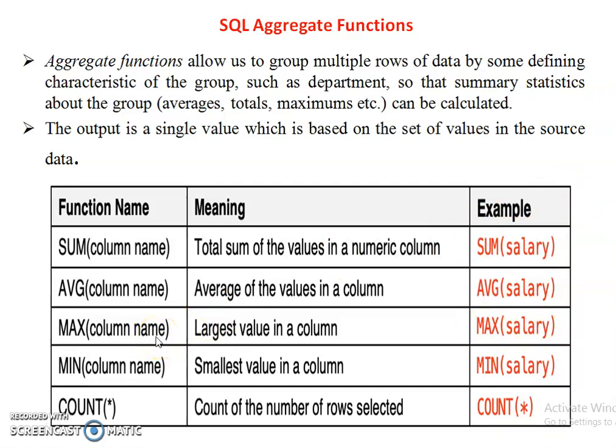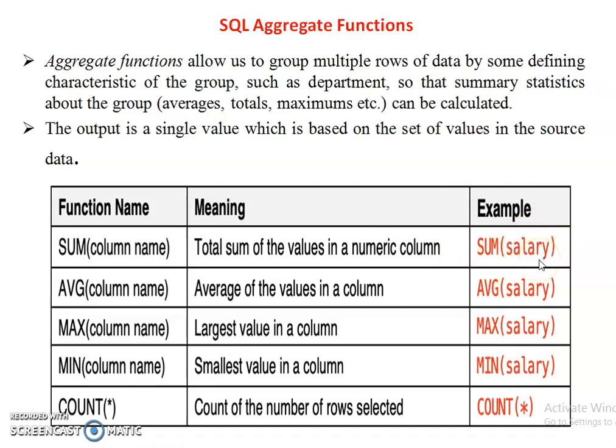Now we discuss the sum function. What happens in the sum function? This function returns the sum of all the values of the specified column of a table. It will return the total sum of values in a numeric column. Now see the example of the sum function: function name SUM and column name salary.